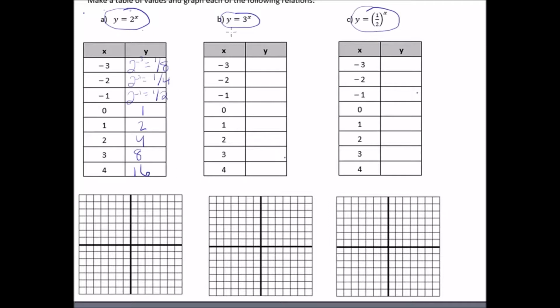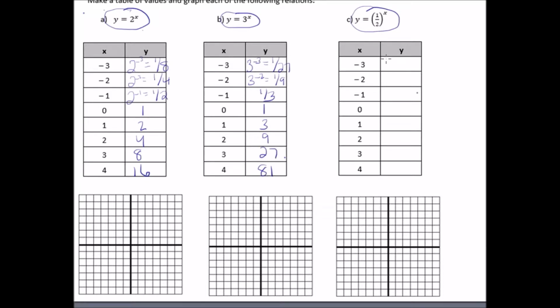Okay, now for the 3, we're going to get 3 to the negative 3. That's going to be 1/27. 3 to the negative 2 is going to be 1/9. Okay, 1/3, 1, 3, 9, 27, 81.